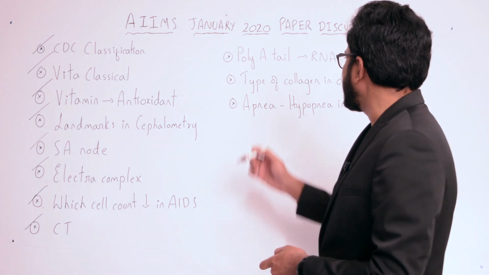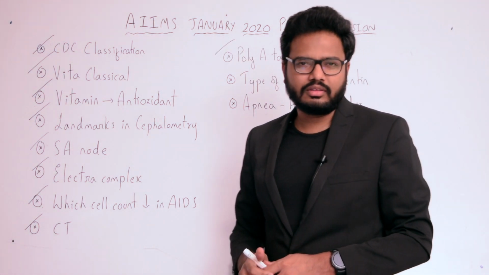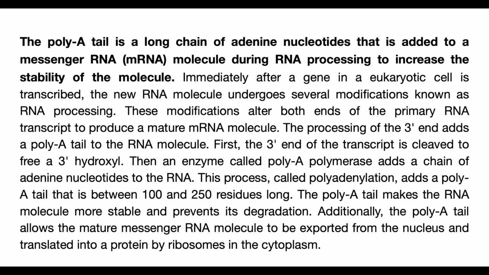Now moving on to the next topic, poly A tail is associated with which RNA? It's messenger RNA. As the name itself indicates, poly A means multiple adenine nucleotides. The poly A tail is a long chain of adenine nucleotides added to the messenger RNA molecule during RNA processing to increase the stability of the molecule. The length of this residue is between 100 to 250, as you can see in the text, which is taken from one of the reference articles.